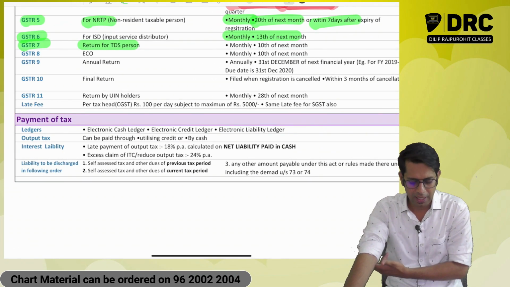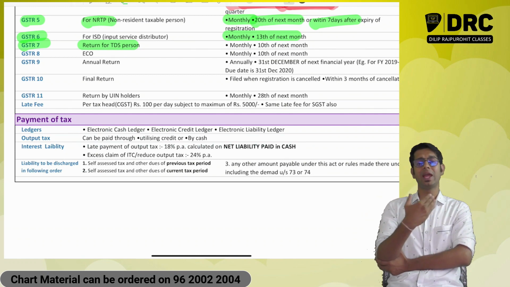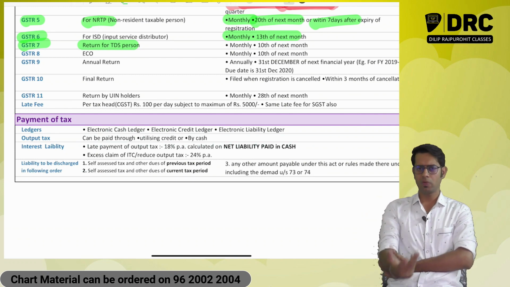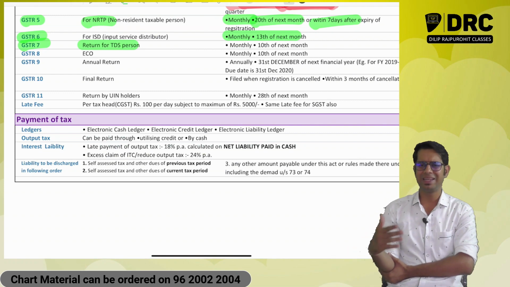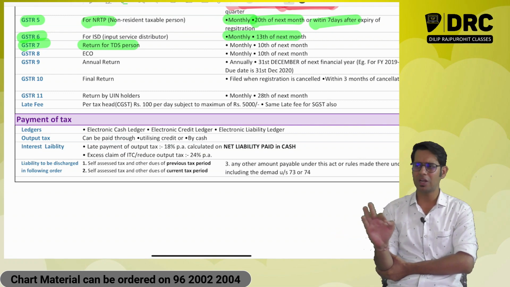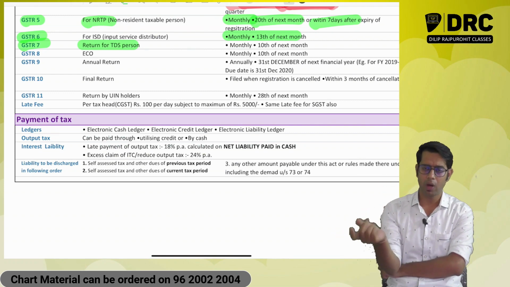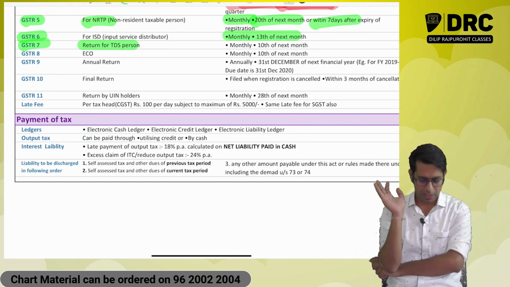GSTR 11 is required to be filed by UIN holders. They are required to file this return on monthly basis by 28th of next month. Actually, it is on quarterly basis by 18th of next month following the quarter.